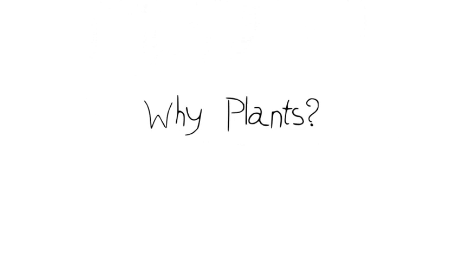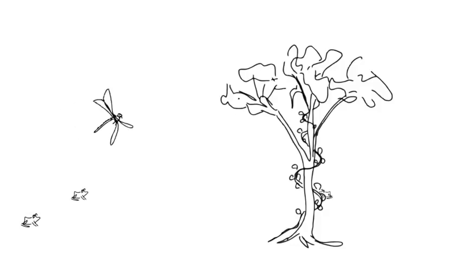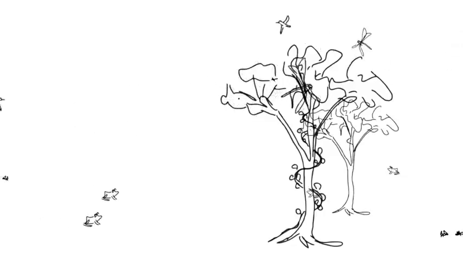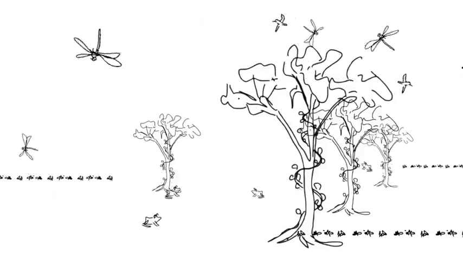Well, why plants? Well, plants, particularly in terrestrial environments, are crucial. Animals go where the plants are. Plants are the primary producers. They're at the base of food webs. Life attracts other life, and it depends on other life.